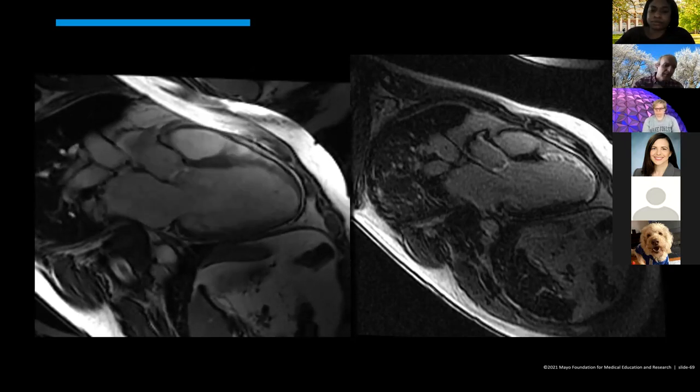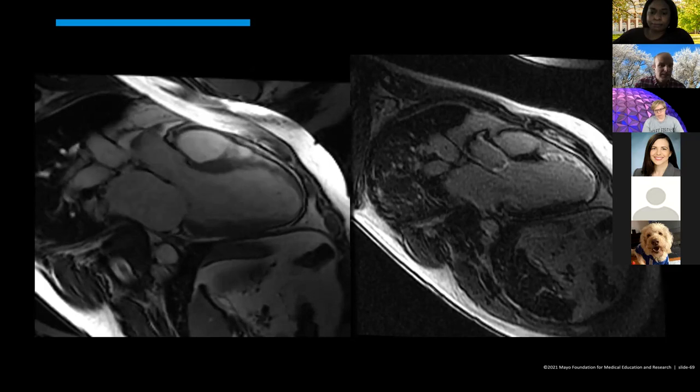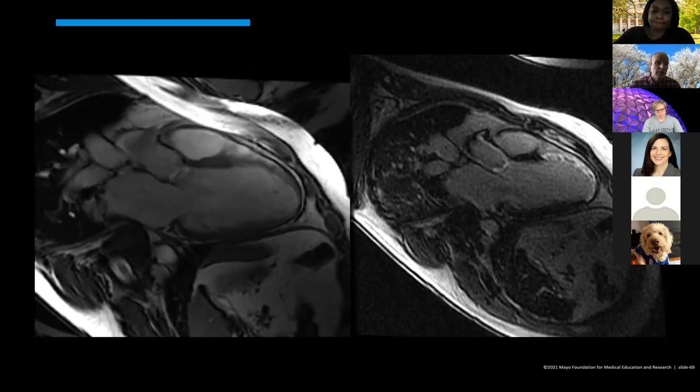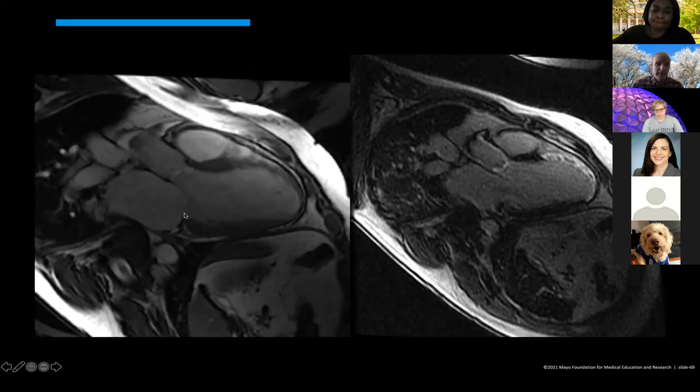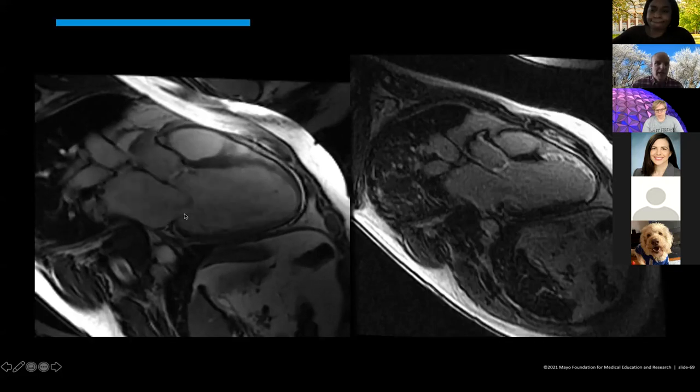In general, we use a threshold of 50% of the wall thickness to decide whether or not that segment is viable or not viable, to decide whether or not that area is going to get better with revascularization. Another question that they might ask regarding a case like this, they might point to this little bright jet that you see during systole and ask you, what is that from?